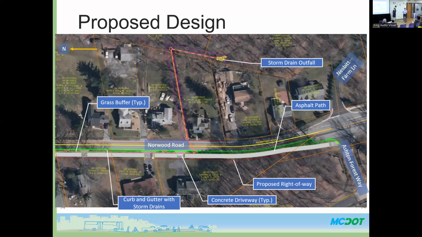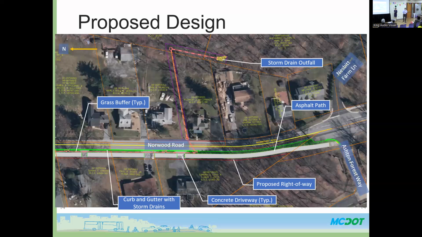The current drainage pattern out there right now is that as water goes down Norwood Road, it goes through those 3 or 4 properties just to the north of Nesbitt Farm Lane. It goes through their front yards and backyards, through a series of areas that are dry all the time, but when it rains, it makes its way to what I'll call a drainage swale that's on your property. It's really what it is. Right, it does make its way there.